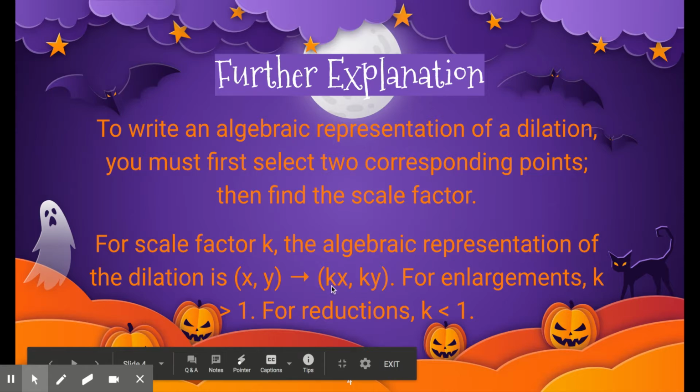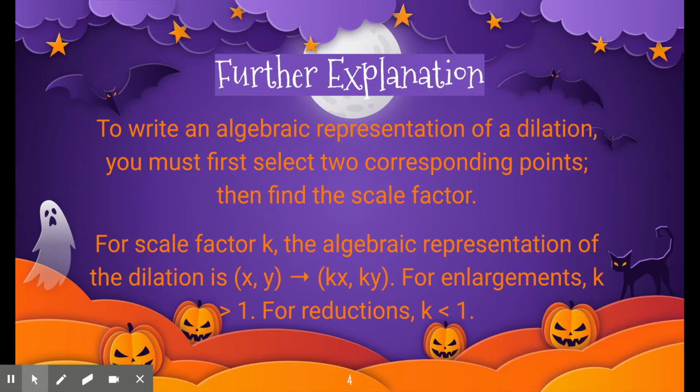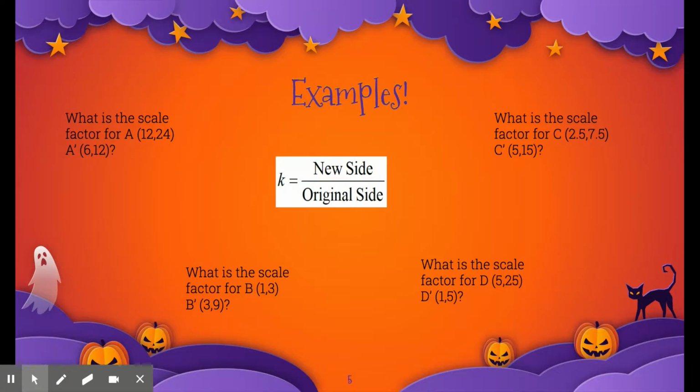Remember, k is standing in for the scale factor, right? So whatever the number is going to be here is going to be that same number here. These numbers will always be the same exact numbers. K here and k here will always be the same exact numbers. If you get two different numbers, you're not correct. For enlargements, k is greater than 1, and for reductions, k is less than 1.